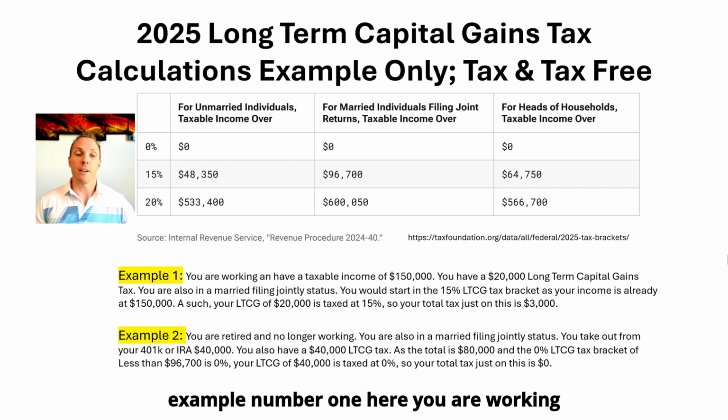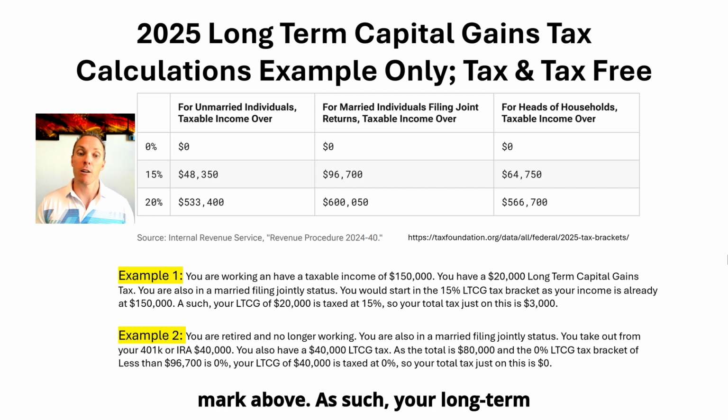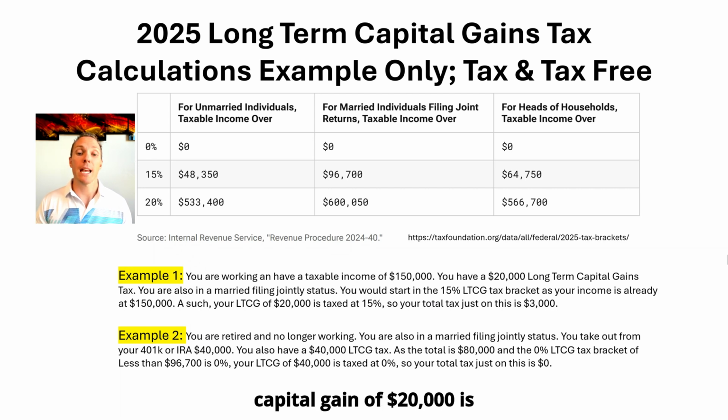Now, example number one here, you are working and you have a taxable income of $150,000. You also have a $20,000 long-term capital gain. You are also a married filing jointly status. As such, using the chart above, you would start in the 15% long-term capital gains tax bracket as your income is already at $150,000. So it's above that $96,700 mark. As such, your long-term capital gain of $20,000 is taxed at 15%. So your tax just on this long-term capital gains portion is $3,000.